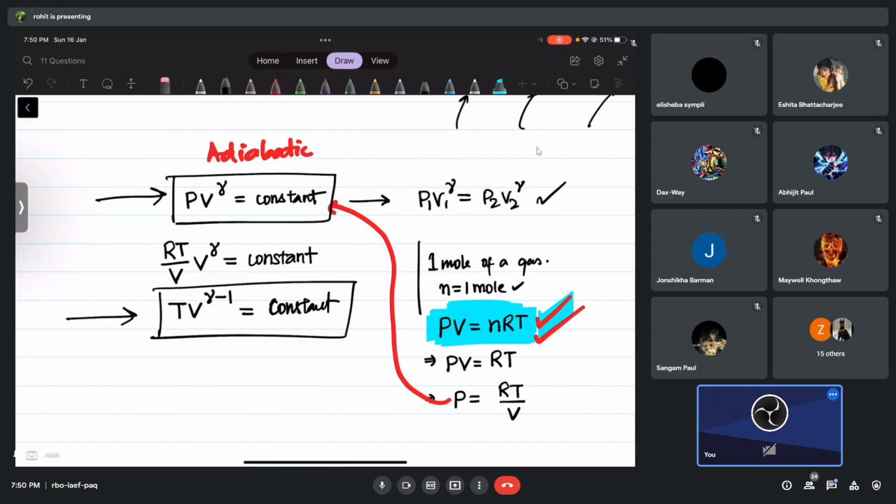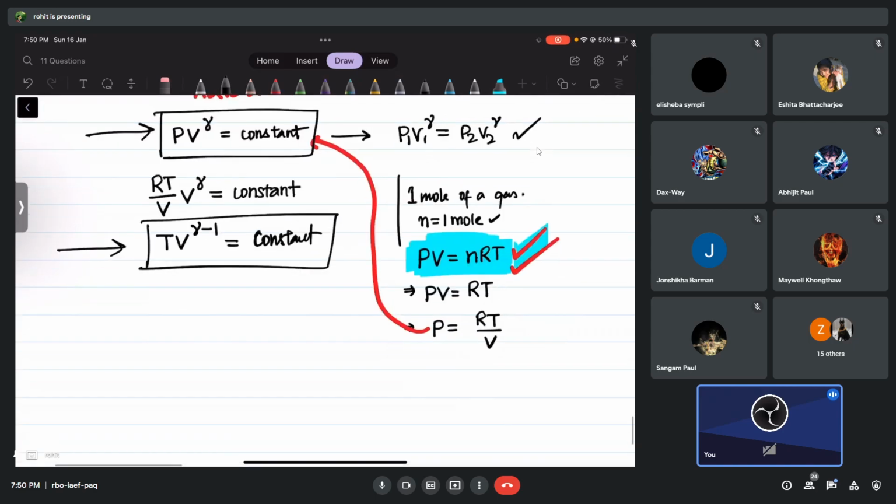I can write this also. So what does this represent? It also represents an adiabatic process: TV to the power gamma is constant. Now can I apply it, guys? How to apply? Tell me.